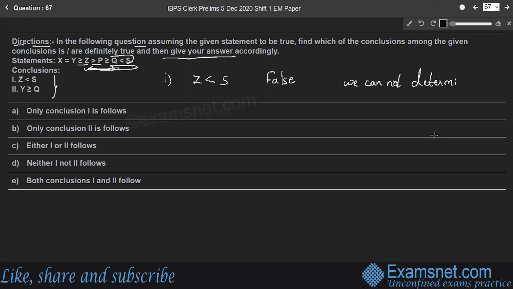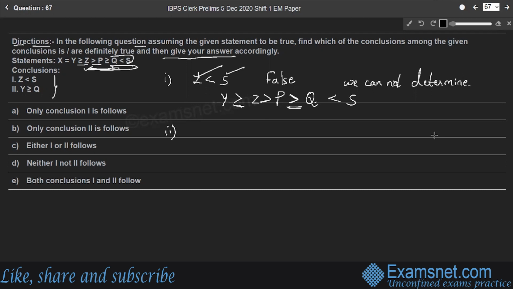We cannot determine because Z is greater than P, and P can be equal to Q, right? And Z can be equal to Y here, according to the previous part, where Y ≥ Z. But here only Q < S, so we cannot determine Z < S.